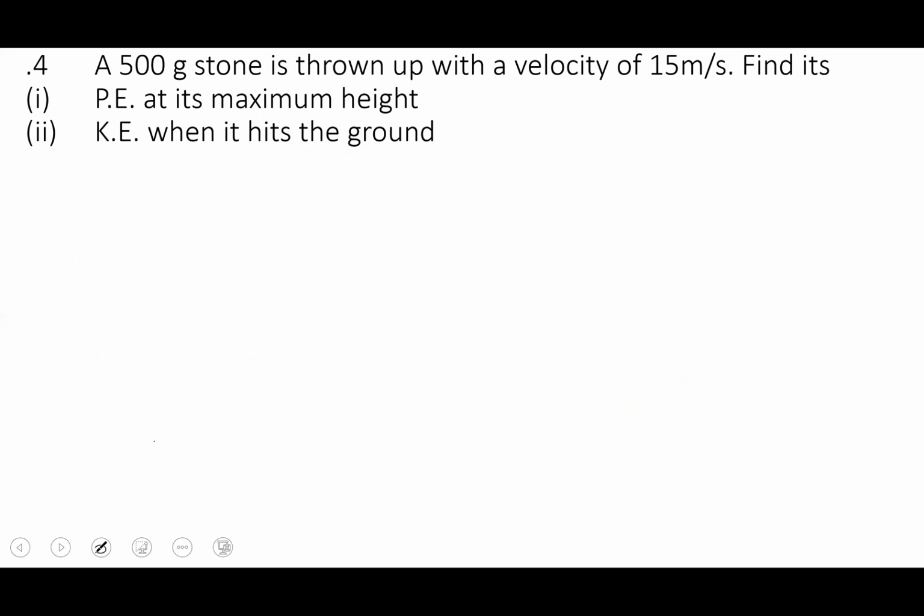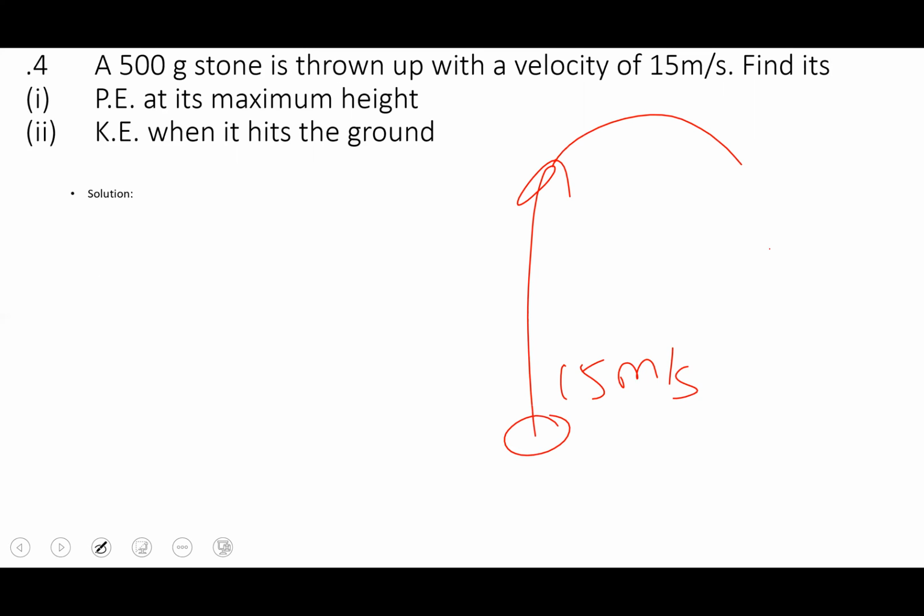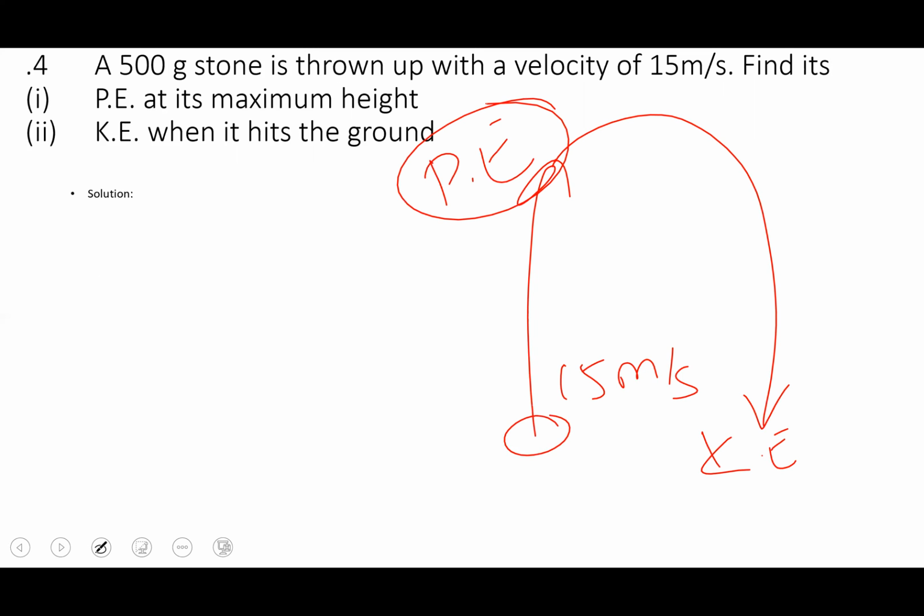A 500 gram stone is thrown up with a velocity of 15 meter per second. Find its potential energy at its maximum height, the kinetic energy when it hits the ground. Now we have a stone which is thrown in the upward direction with the velocity of 15 meter per second, and we have to find its potential energy and the kinetic energy when it hits the ground, and we have to find the potential energy when it reaches its maximum height. Now how can we do that?